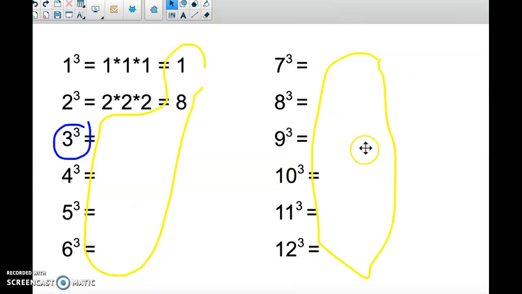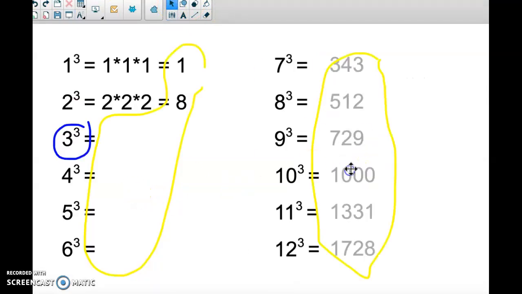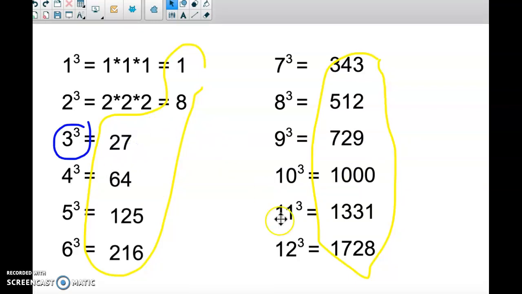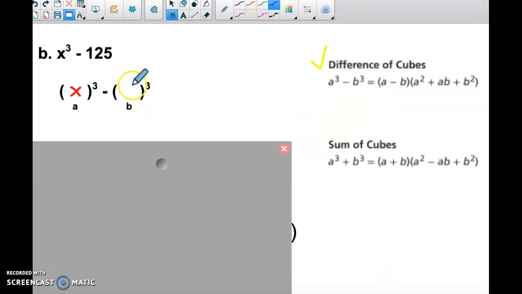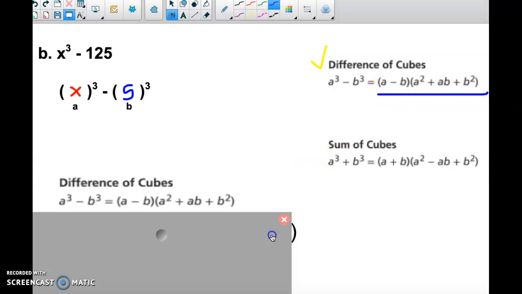So I go look at my list. What cubed gives me 125? Just look in here. 5 cubed, right? Take a look here. 5 cubed gives me 125. So I could write 5 cubed. And then once I have my a and my b, I'm going to go ahead and put it right into this equation. Okay, here's the equation.